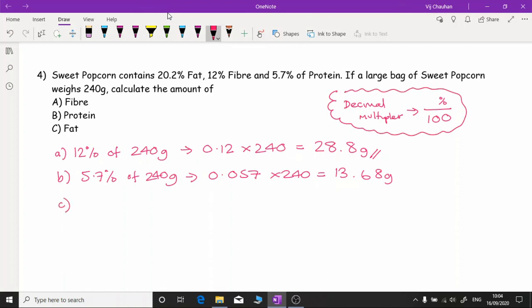So if you're ever unsure, just type that in if you can't do it in your head, but with practice you'll get there. And finally for fat, here we're looking at 20.2% of 240 grams. So again, what I'm going to type into my calculator is 0.202 times 240, and you should get an answer of 48.48 grams. And again, it's always important that you don't forget the units and always check for rounding as well for your final answer.